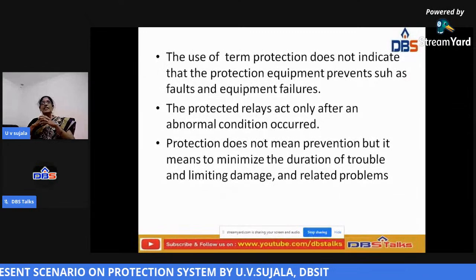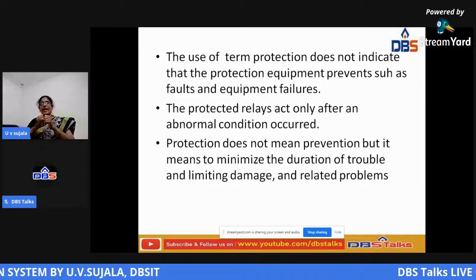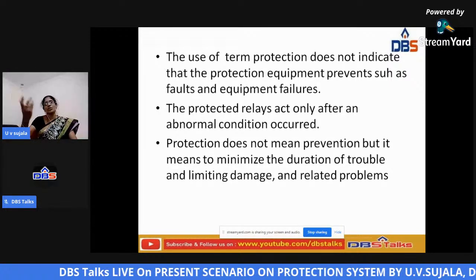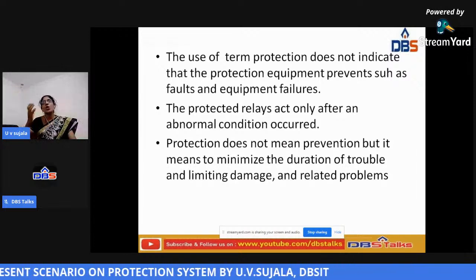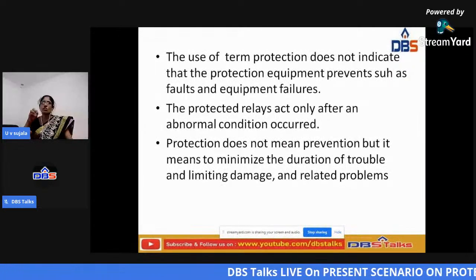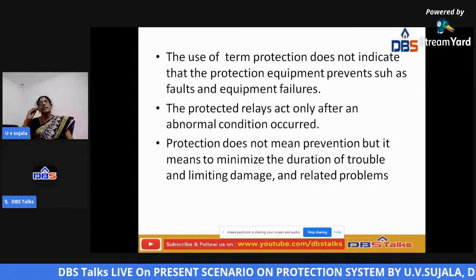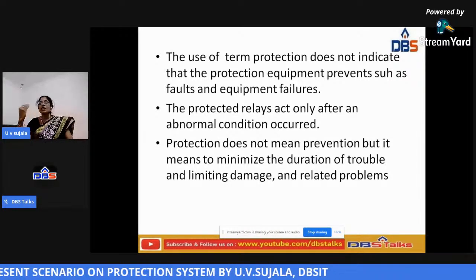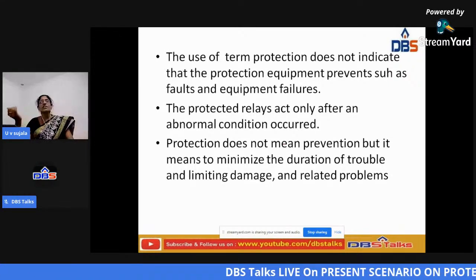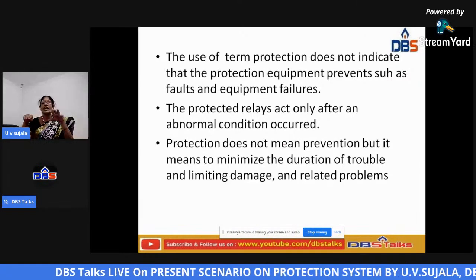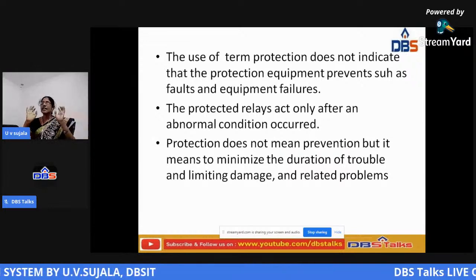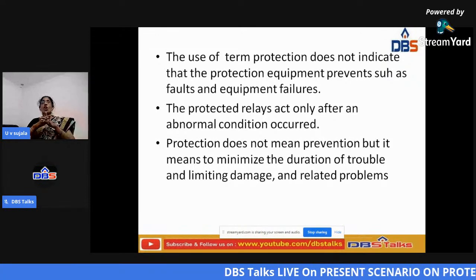The relay acts only when needed. A relay senses and sends a signal to the circuit breaker. A circuit breaker is an open and close switch which will shut down the voltages and protect the total system. So the relays are needed only after abnormal conditions occur. Abnormal conditions means any faults obtained. General conditions will be normal, only for maintenance and repair. And protection means it is not prevention.